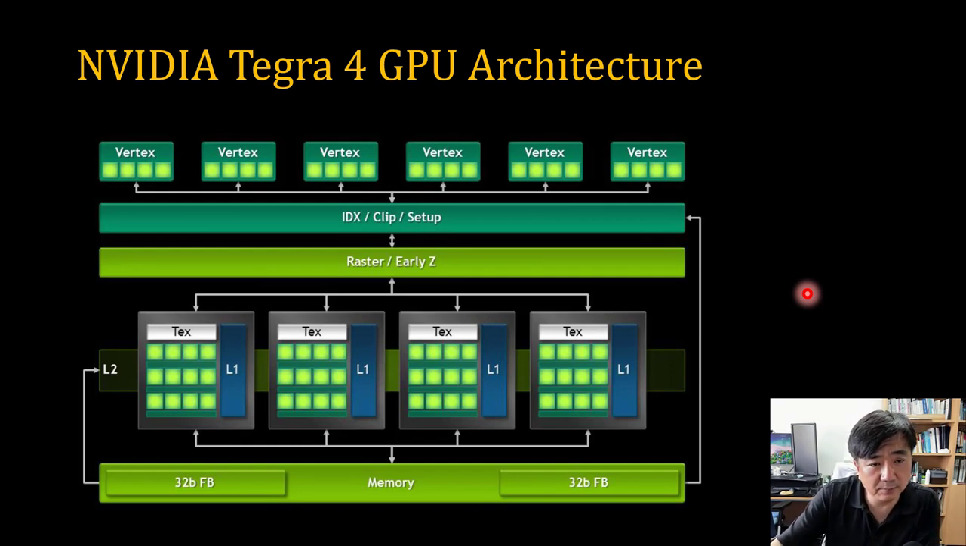It's the same hardware, the NVIDIA Tegra 4 GPU architecture. It is a hardware block diagram. There are six vertex units, which means vertex processing units. The vertex shader is executed in these modules. Each module has four dots, and each dot is an arithmetic processing unit. So each vertex processing unit has four calculation units. It means that the vertex shader is executed in parallel.